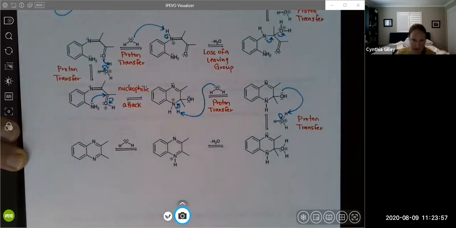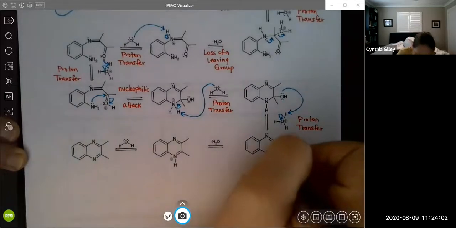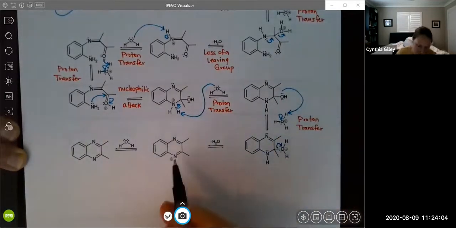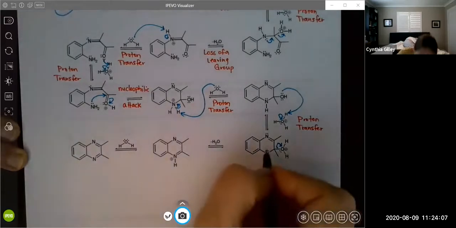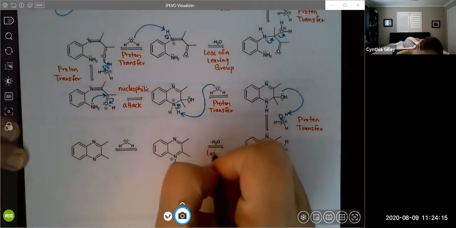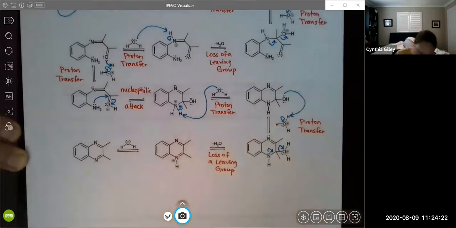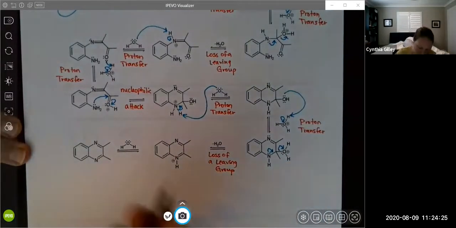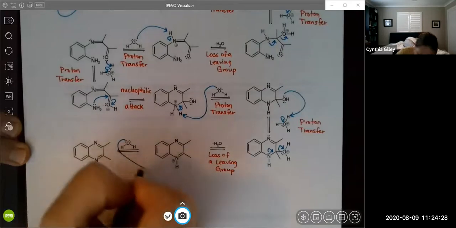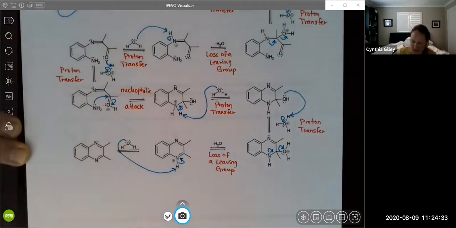And we're going to lose water again. We notice that water is not there, right? So it's getting kicked out, loss of a leaving group, and we're going to use the lone pair on nitrogen to form a pi bond, right, which is a resonance arrow. And then it looks like at the end, water will come and take this final proton in order to isolate a neutral product.